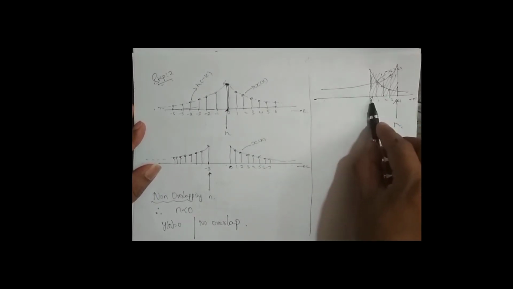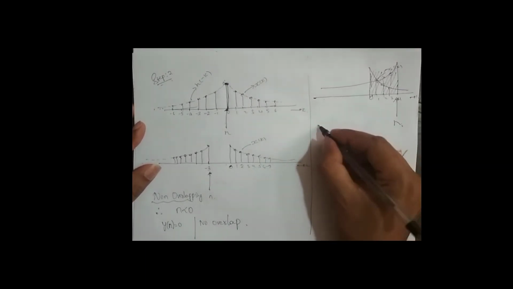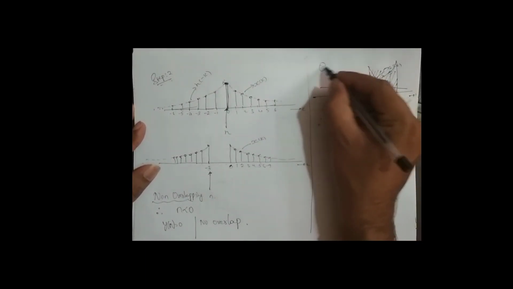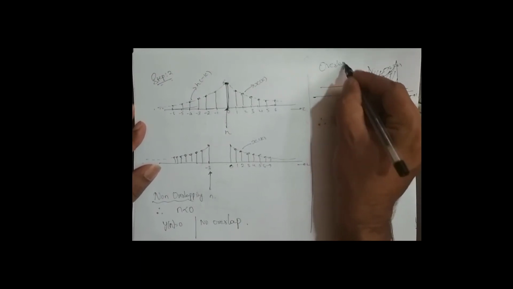If I move this n to k equal to 10, the overlap starts from 0 to 10. If I move it to 100, the overlap is 0 to 100. If I move it to infinity, the overlap is 0 to infinity. So the overlap basically starts from 0 and ends depending upon where I keep this slider index here, right? So this is the overlapping region.